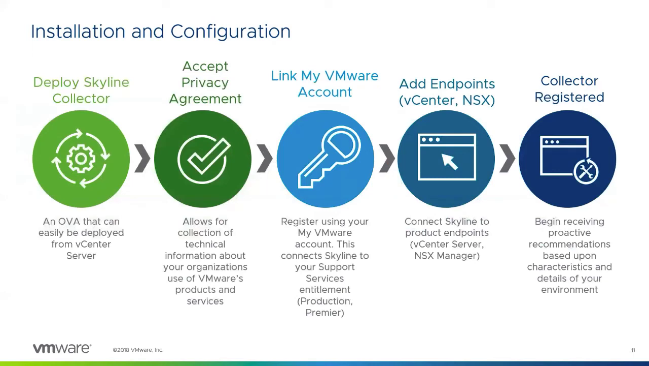Once you do that, you register using your My VMware account. So this is basically how Skyline connects to your account and your organization, so that we can give you the right service level, based on the entitlement, whether you're a Premier customer or a Production customer. So this is really where we identify you as a customer, the service level entitlement, and link the collectors that you've installed against your account.